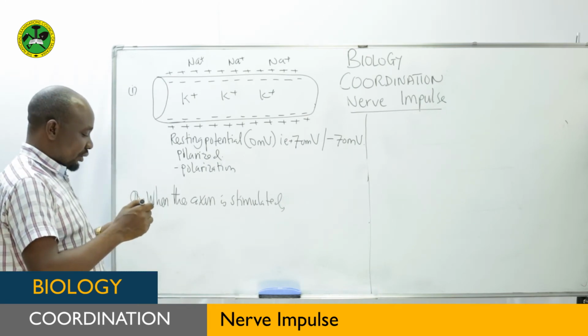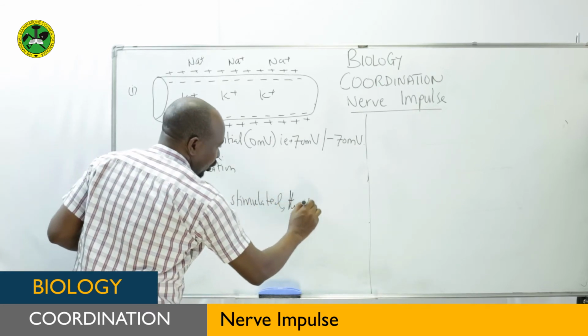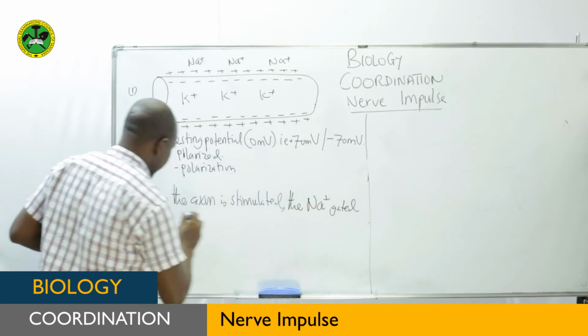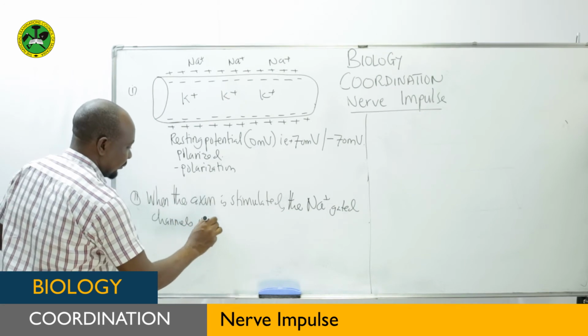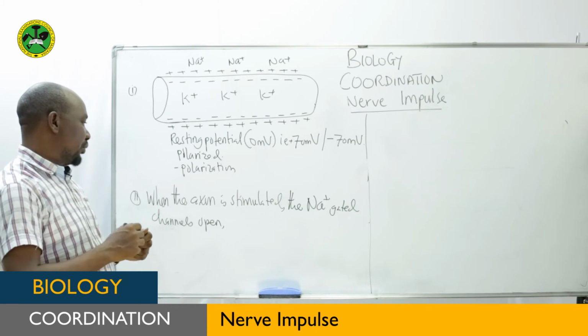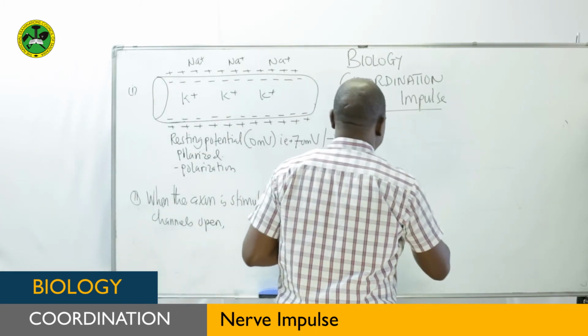So when the axon is stimulated, the sodium ion gated channels open, allowing the sodium ions to rush into the axon membrane.